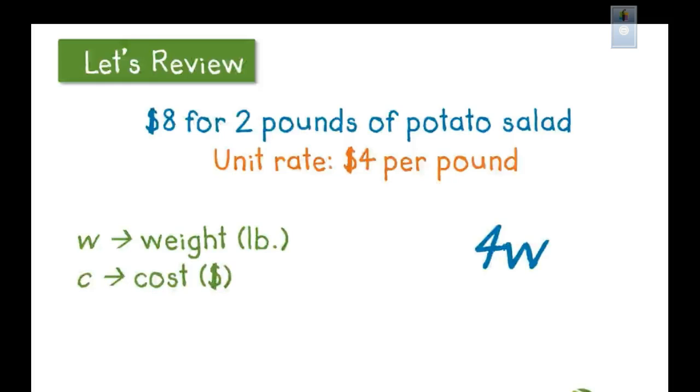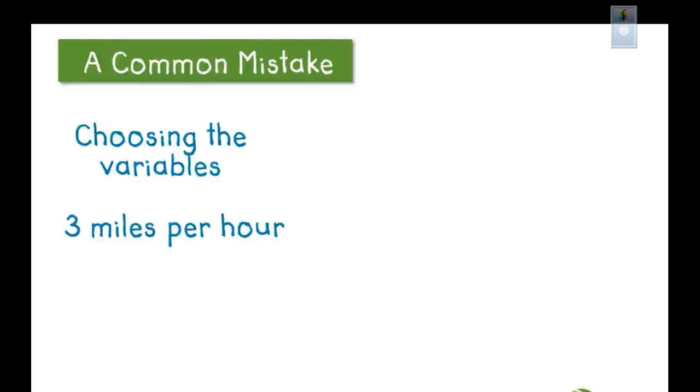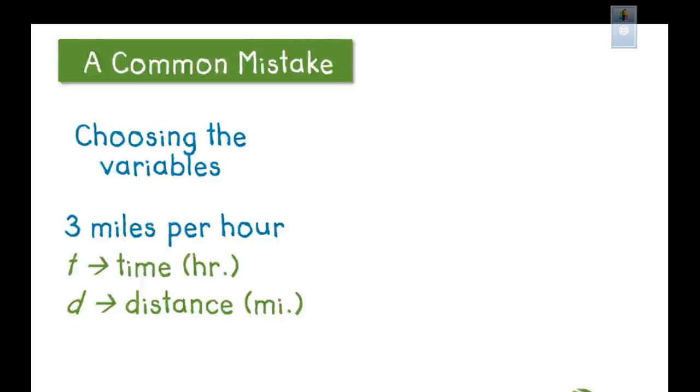You take a second variable to represent the dependent variable, the cost in this case, and you set 4W equal to that second variable. So the equation is that the cost is equal to 4 times the number of pounds. There are a couple of common mistakes we need to be careful about. Suppose you're talking about 3 miles per hour, and suppose you use t and d as your variables for time and distance. Which one is the independent?